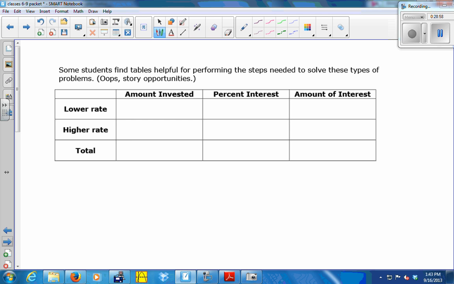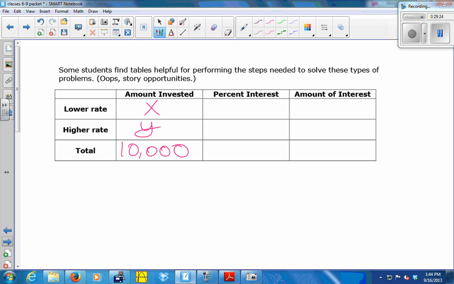So we already decided we're letting X be the amount we invest in the low rate and Y be the amount we invest at the higher rate. And what's my total investment? X plus Y, which is how much money? Close, no. $10,000 is what I'm investing. I'm investing a total of $10,000.